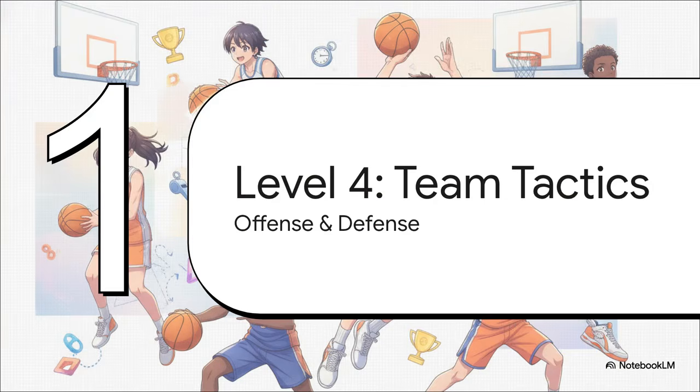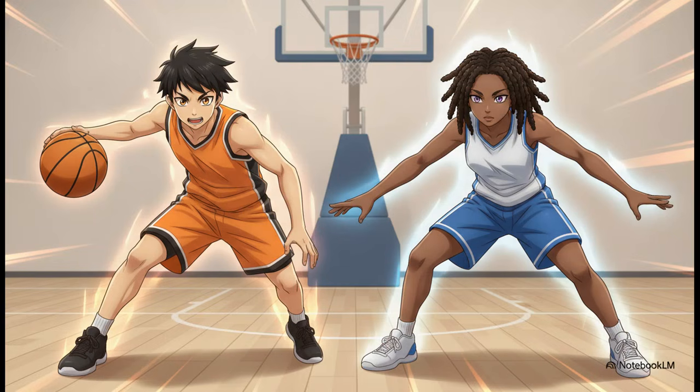Now that you've got the tools, let's look at level 4, team tactics. Basketball is literally a non-stop tug-of-war. When your team is on offense, your primary goal is maintaining safe ball possession. You desperately want to create open space. You really have to treat your teammates like chess pieces. Whatever you do, don't crowd them.